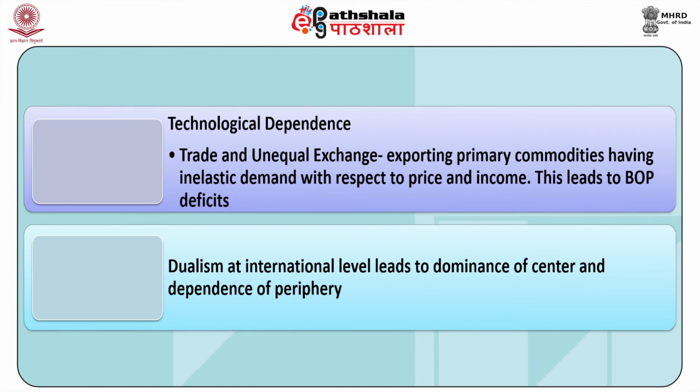Then there is technological dependence. Trade and unequal exchange is there, in which the primary commodities are exported, as has just been said, which have inelastic demand with respect to price and income. This leads to severe balance of payment deficits in dependent countries. Dualism at the international level leads to dominance of the center and dependence of the periphery.